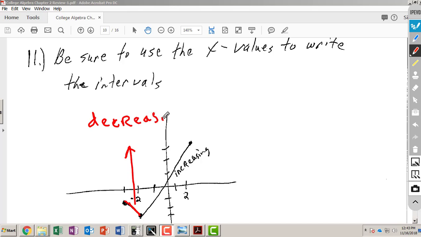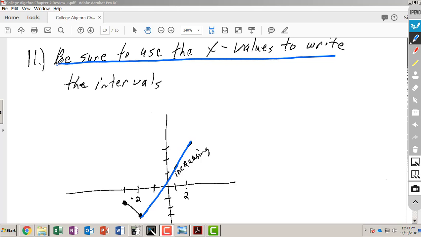And by definition, increasing is where a graph is going up. So this piece of my graph right here is where it is increasing. That's why I labeled it as increasing. So that's what I want to write as my answer: the interval from this point to this point is where it's increasing. Now remember, we talked about this, you always have to use x values to write the intervals. So here's my x value of -2 where it starts, and here's my x value of 2 where it stops. Those would be my intervals.